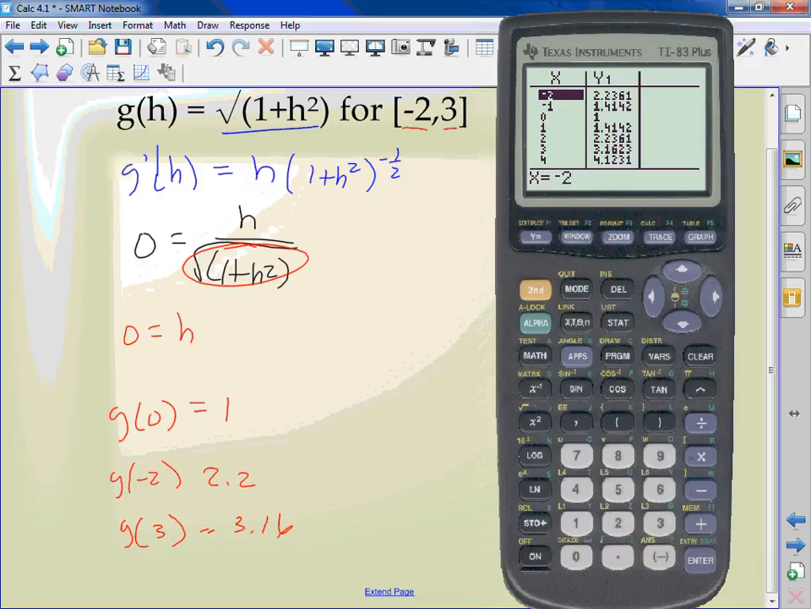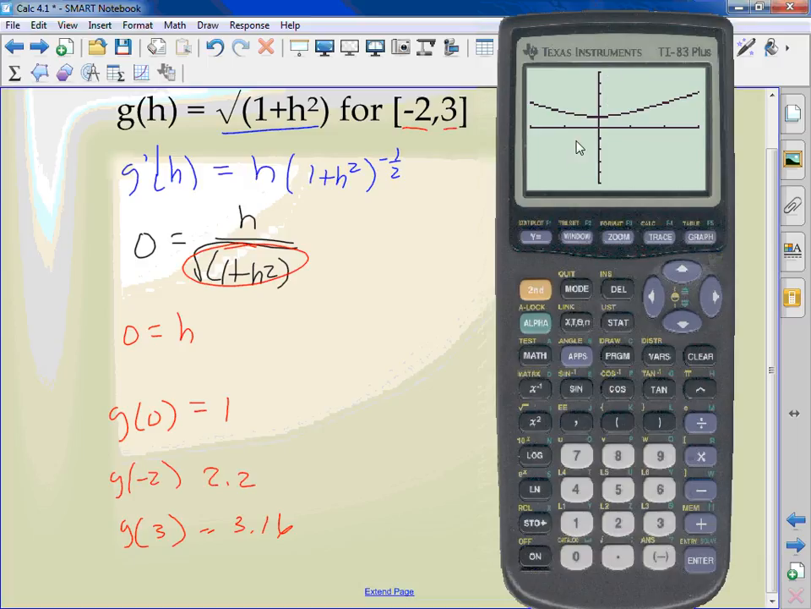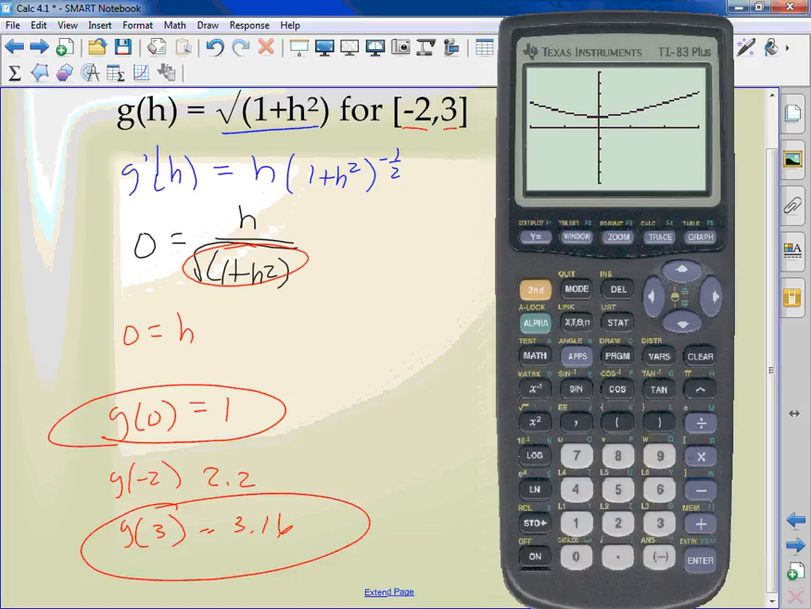Why is it 1? At 0, it's 1. Okay, if I look at the graph, at 0, what's my y value? 1. This means I have a minimum at 0, a maximum at 3. That negative 2 is an extreme value, but it's not a max or a min.